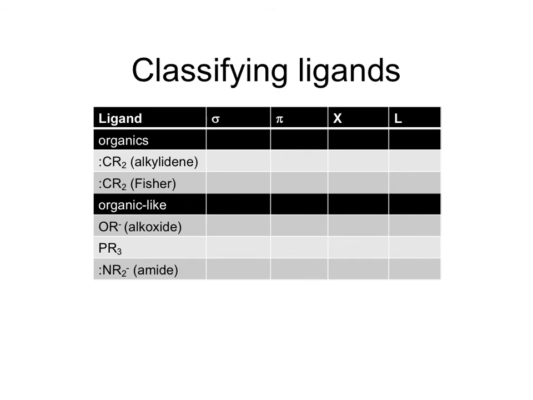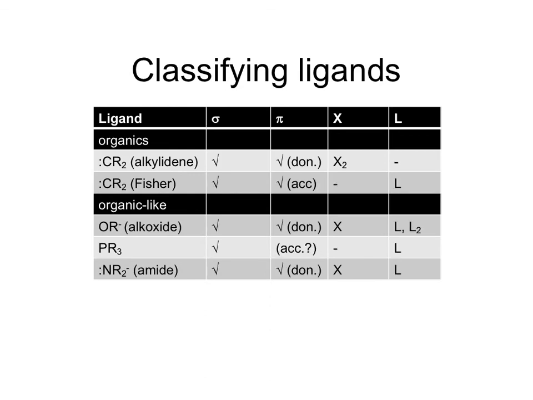Okay, it's time to check what you've learned. We have alkylidines, or Schrock carbenes, Fischer carbenes, which have a heteroatom, and then some organic-like ligands: alkoxides, amides, and phosphines. Classify these as sigma or pi, and X or L, and then go to the next slide to check your work.